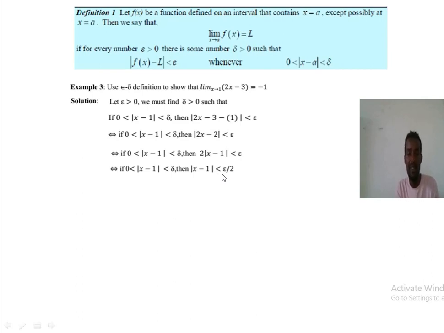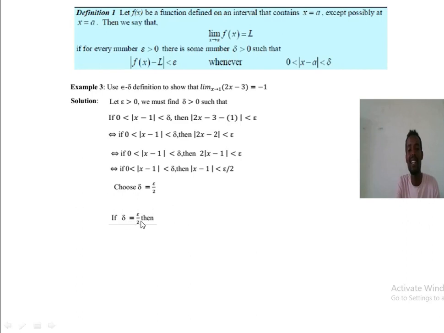So compare the left and the right hand side here. Absolute value of x minus 1 is less than delta. Absolute value of x minus 1 is less than epsilon over 2. So what is the value of delta? Then simply we choose delta as what? Epsilon over 2. So let us recheck if this is true or not.